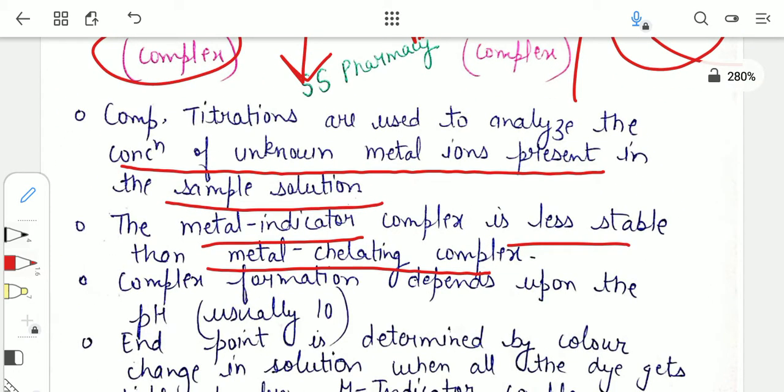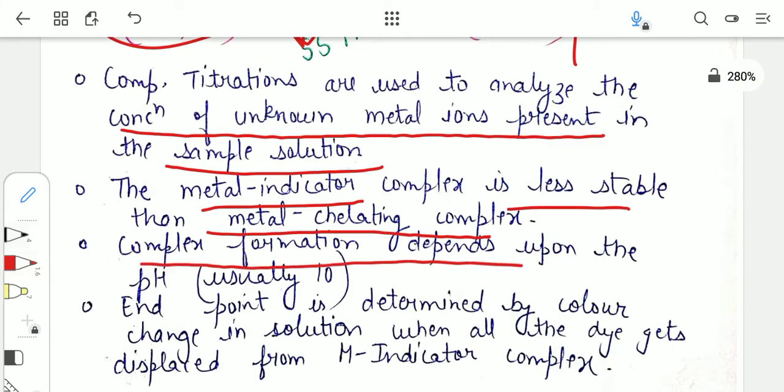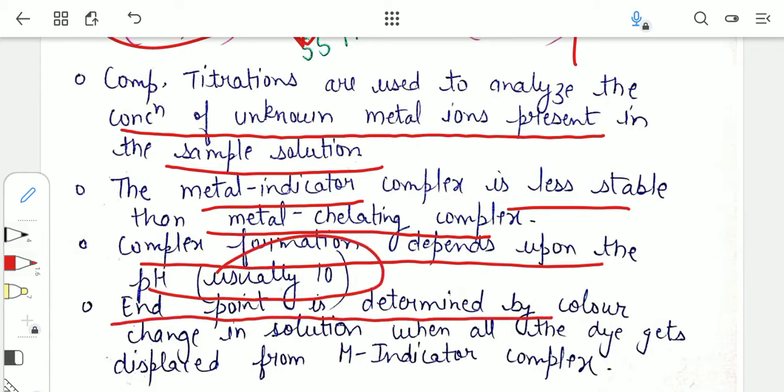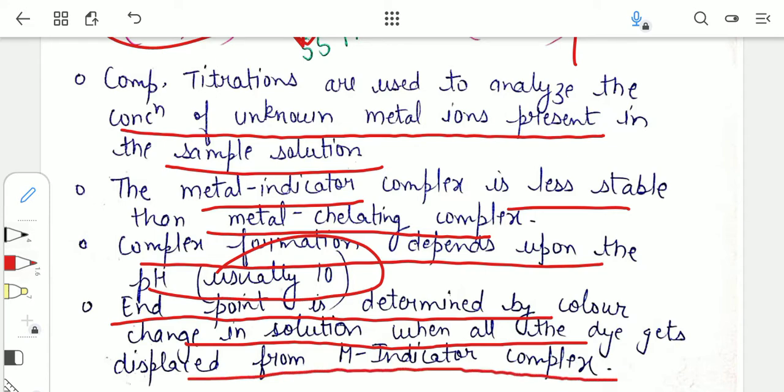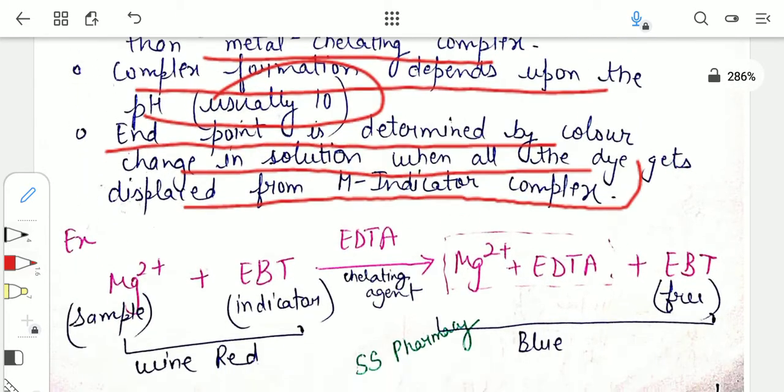This complex formation depends upon the pH, which is usually around 10, and the endpoint is determined by color change in the solution when all the dye gets displaced from the metal ion indicator. Let us see an example of this.